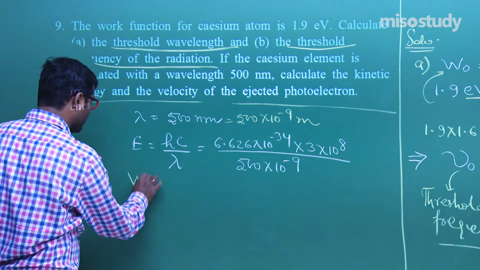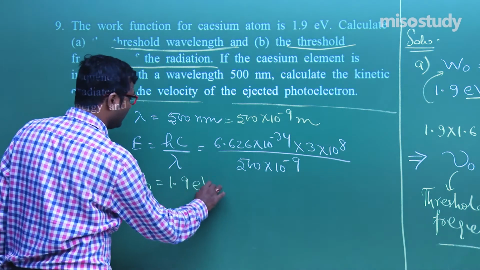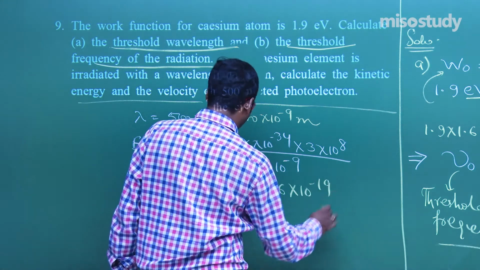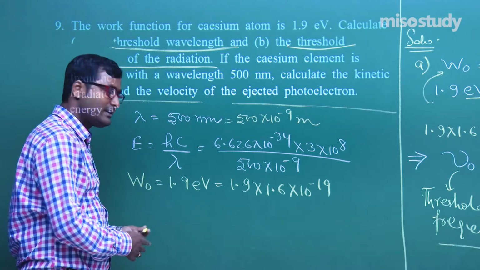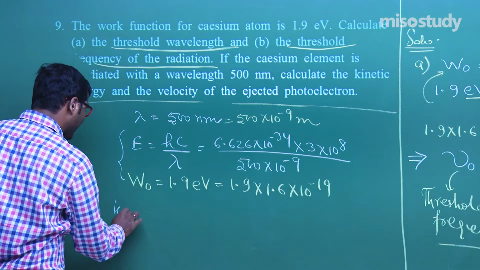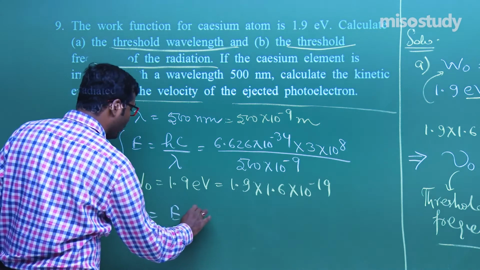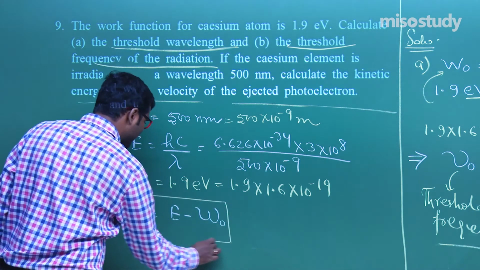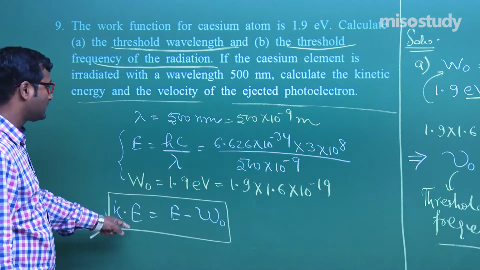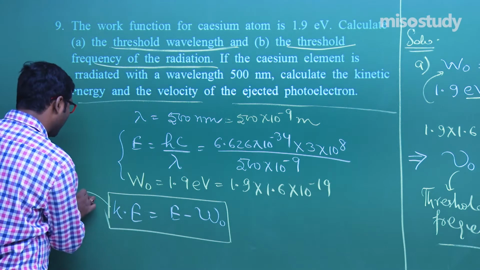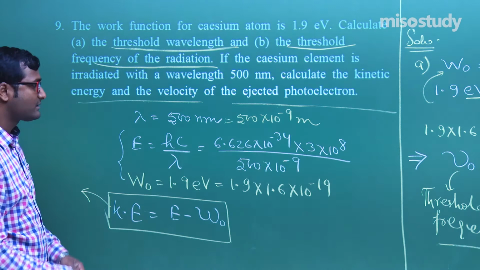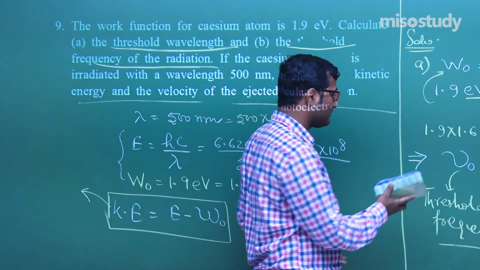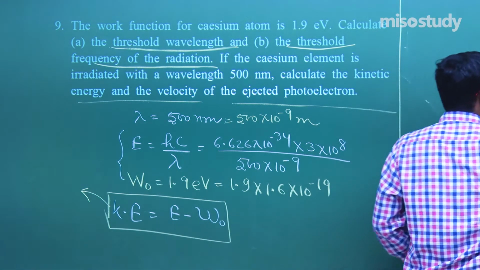And what is the work function here given? 1.9 eV. Put here 1.9 into 1.6 into 10 to the power minus 19. Clear to you? Now what we know, kinetic energy is equal to E minus W naught. Do you remember this? This is Einstein photoelectric equation. Put the value, you will get the kinetic energy. Am I right? Yes sir, you are absolutely right. Now you have to solve this question. These are the simple things you can calculate in your home also. So it's not so much tough.